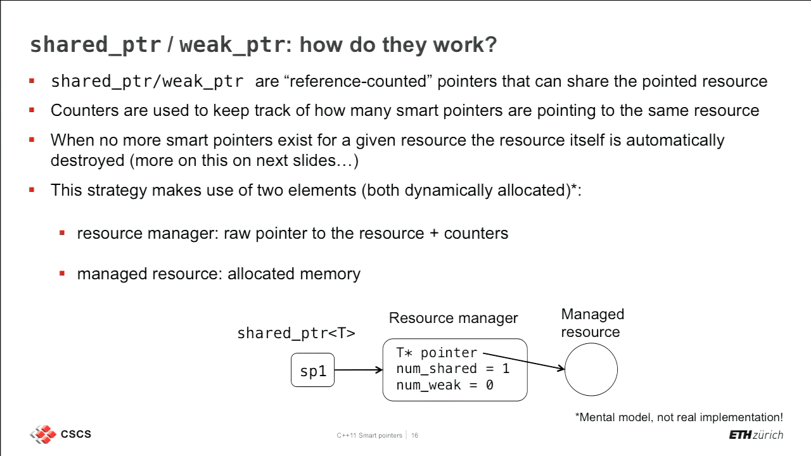Basically, it means that we have a situation like this one. When you create a shared pointer, you're not only creating this one which represents the memory allocation, but you are also creating another object, the so-called resource manager, which contains some information about the status of this pointed resource. In particular, it contains two counters, which take into account the number of shared pointers and of weak pointers that are pointing to the same memory location.